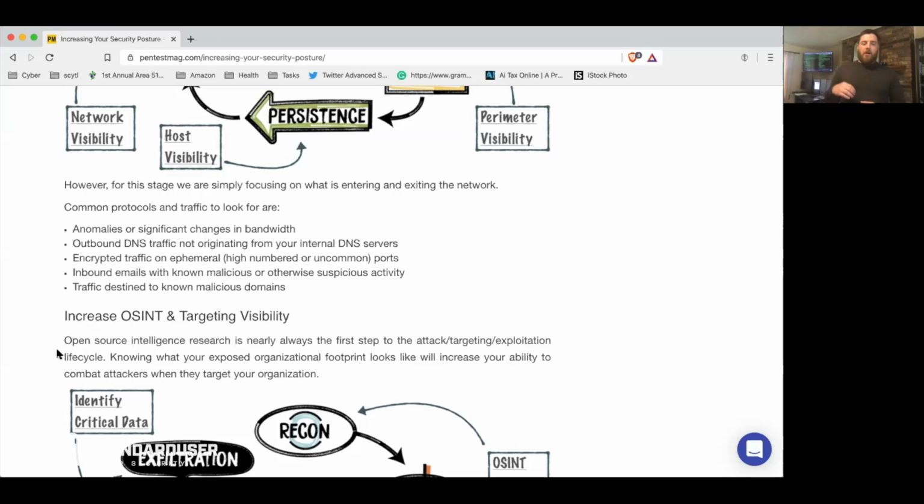So for inbound emails with no malicious or otherwise suspicious activity, just really installing something on top of your email infrastructure that allows for the monitoring of specific malicious activity.